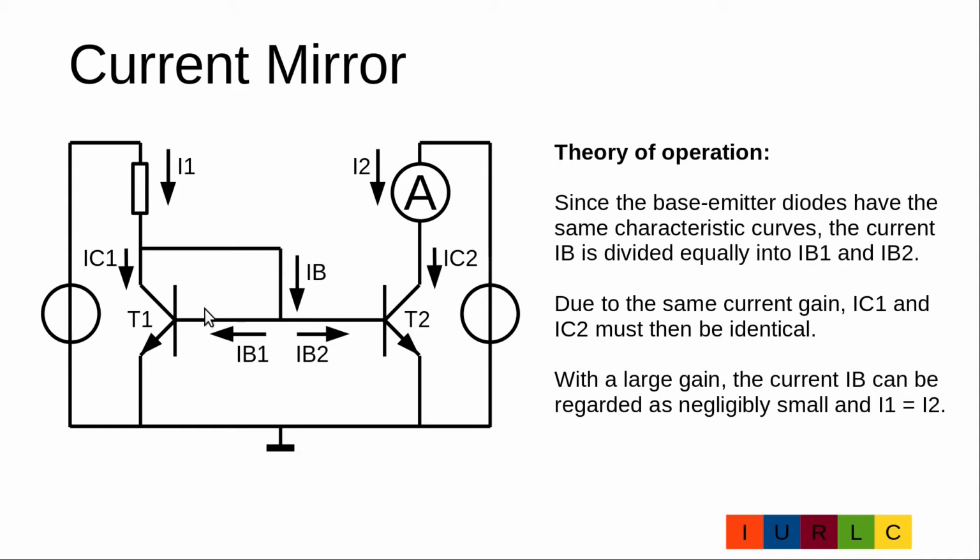Also per definition, the amplification of transistor T1 and the amplification of transistor T2 should be the same. So the currents IC1 and IC2 must be the same. If the amplification of transistor T1 and transistor T2 is high enough, the current IB is negligible compared to the current IC1. So we have here IC1 is equal to I1 and IC2 is equal to I2. So we can say I1 is equal to I2.